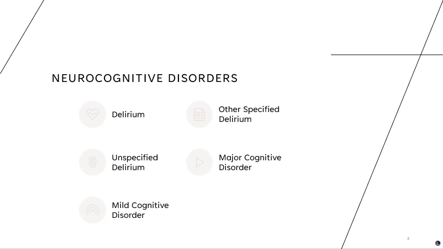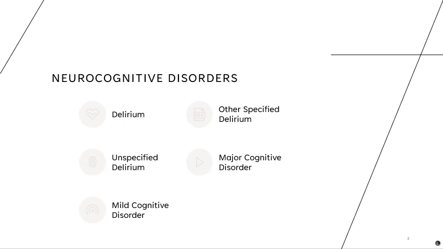Unspecified delirium: individuals present with characteristics of delirium that cause distress or impairment but do not meet full criteria for delirium or any other neurocognitive diagnostic class. This is used when the clinician chooses not to specify the reason that the criteria are not met.